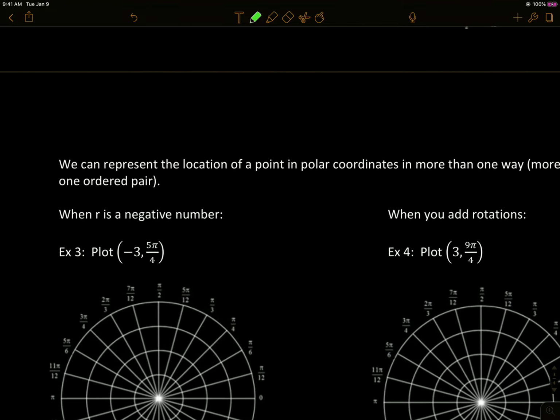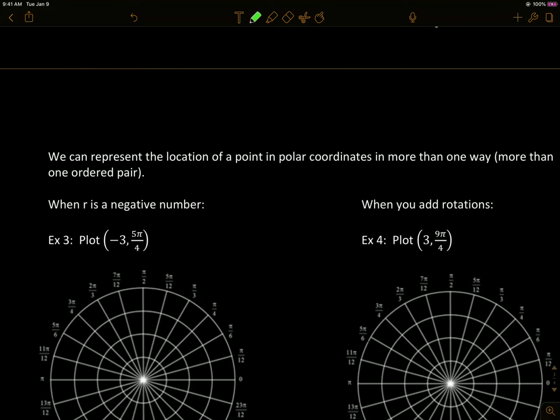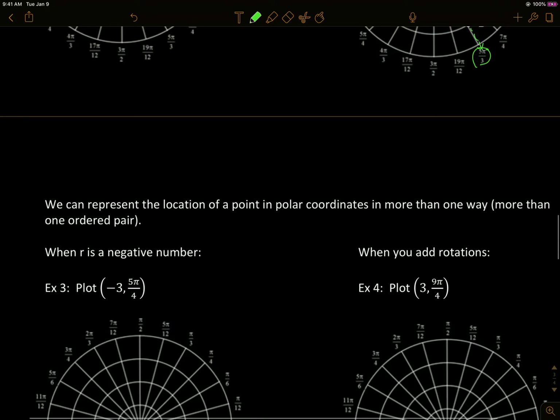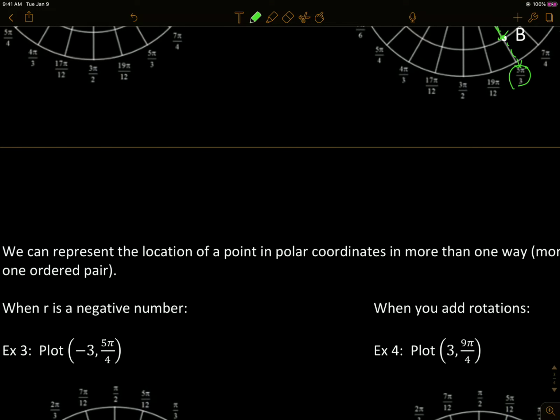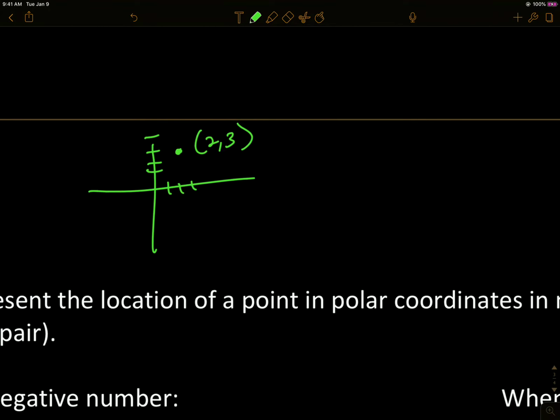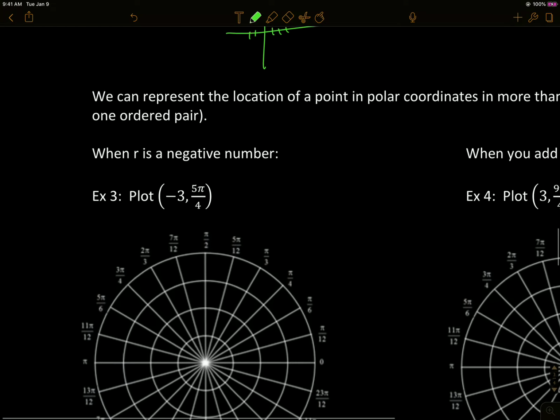All right, so now the nice thing about polar coordinates, one thing is that we can represent the location of a point in more than one way. I can use more than one ordered pair. So that is not true of rectangular. Keep in mind, if I use the old rectangular system, let's go back to our point 2, 3. That's the only way I can represent that location. I can't say negative 2, 3, because I now have a different point. I'm over here. It's not the same location. That's not true of polar.